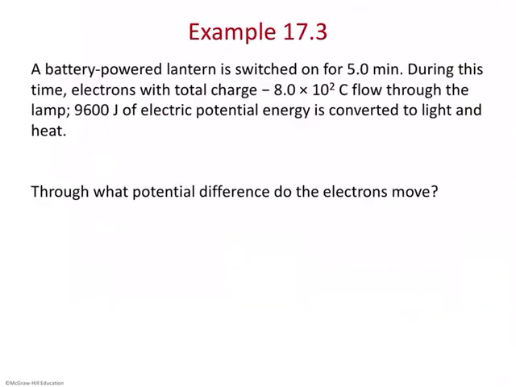And let me see here. Okay, we got another example. So a battery-powered lantern is switched on for 5 minutes. During this time, electrons with total charge of -8 times 10 to the second coulombs flow through a lamp, and 9,600 joules of electric potential energy, see, notice how it kind of follows it with energy, is converted to light and heat. Through what potential difference do the electrons move?